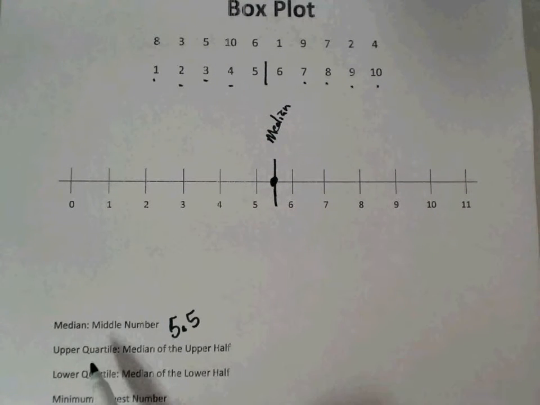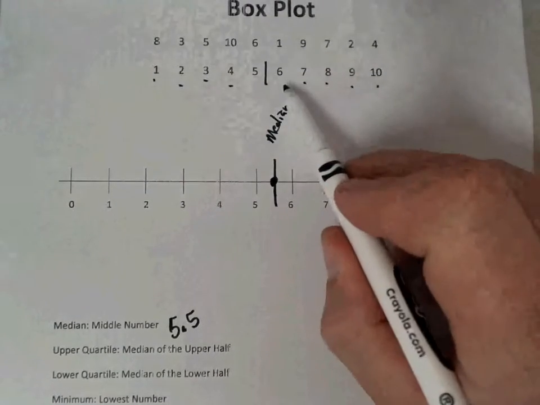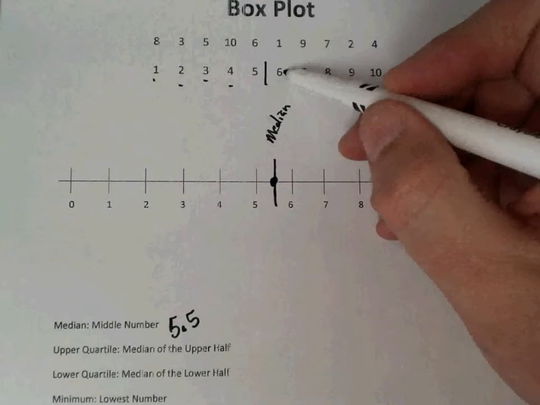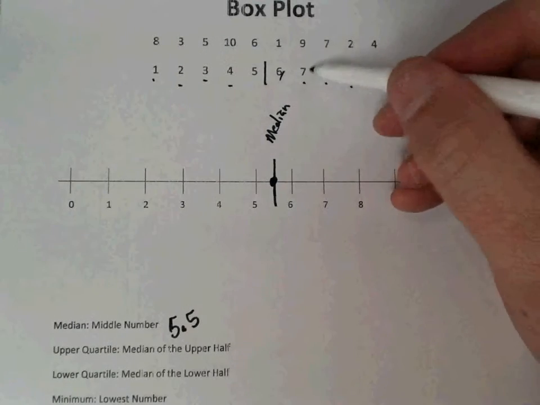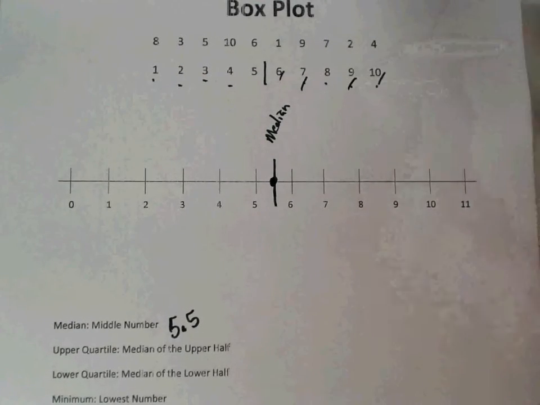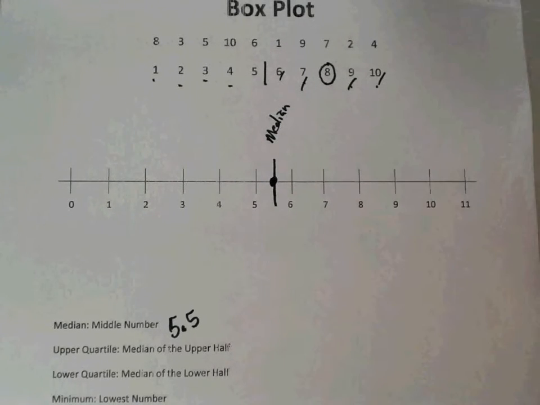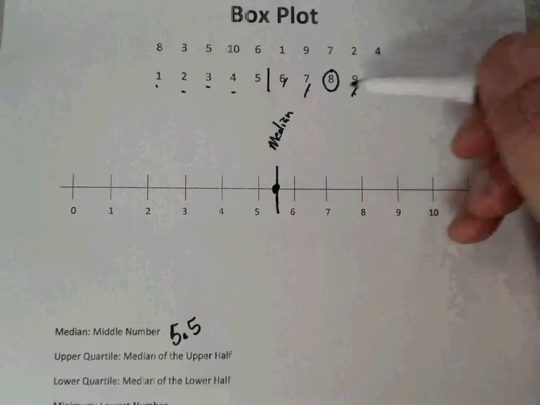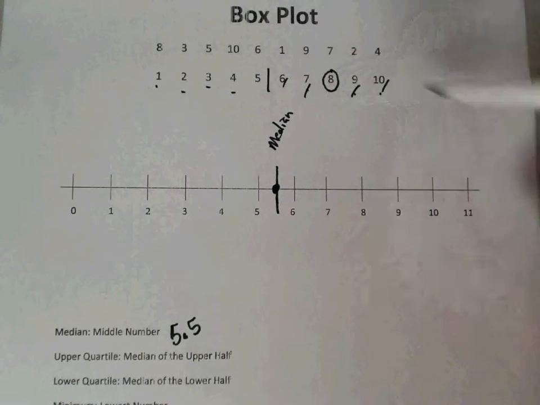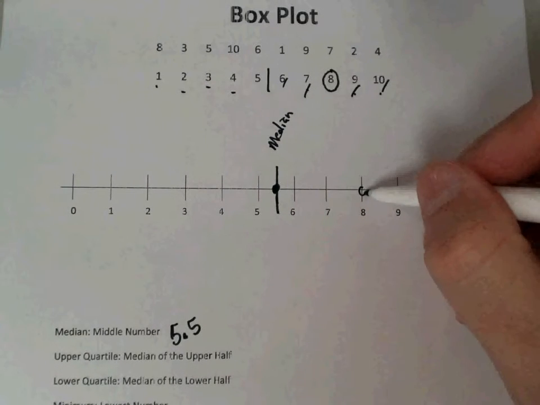To find the upper quartile, I'm going to find the median of the upper half. So I need to find the middle number. I'm once again going to check off a high number and a low number, high number, low number, until I get down to either a single number or two numbers. Since 8 is right in the middle of my upper numbers, that becomes my upper quartile.